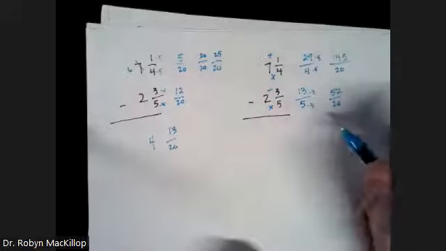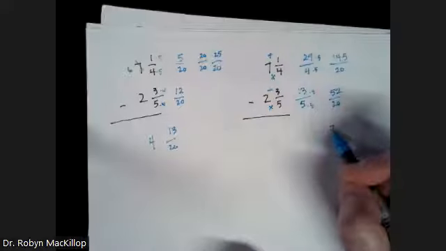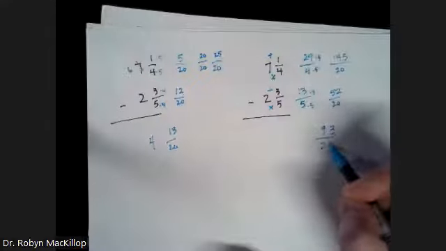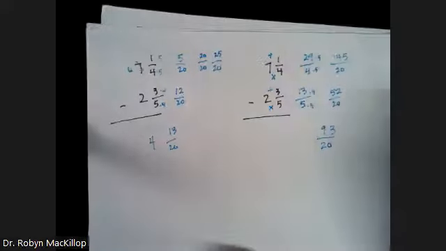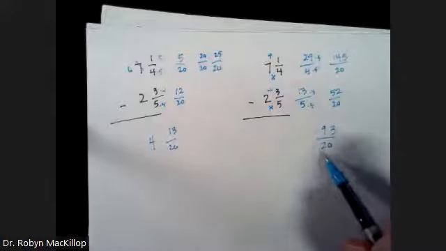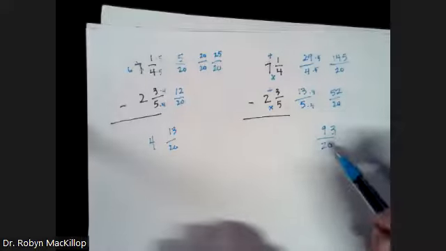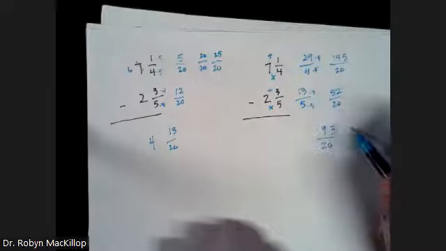So now we just say 145 minus 52, and that's going to be 93 over 20. And we don't have to deal with any whole numbers because we converted everything. Now it's time just to reconvert this answer into a mixed fraction, which is 93 over 20. 20 goes into 93 4 times, remainder 13 over 20.